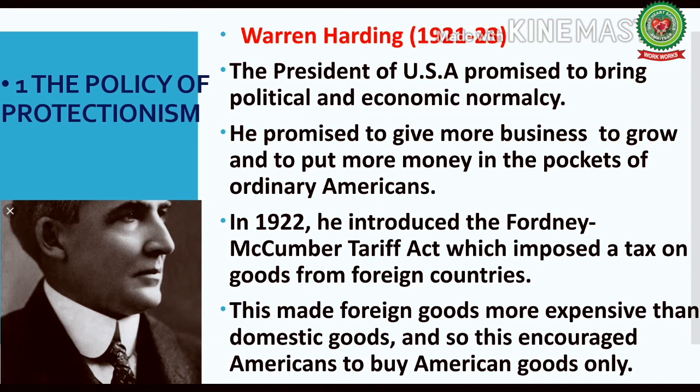In 1922, he introduced the Fordney-McCumber Tariff Act, which imposed a tax on goods from foreign countries. This was his effort to make domestic products cheaper compared to foreign goods, so that local people would buy domestic products and the indigenous local industries of America could be boosted. Because of this tax, foreign goods became more expensive than domestic products, and so this encouraged Americans to buy local American goods only.